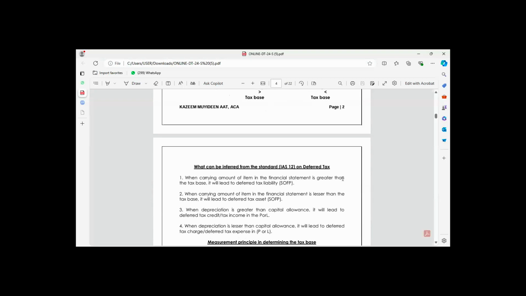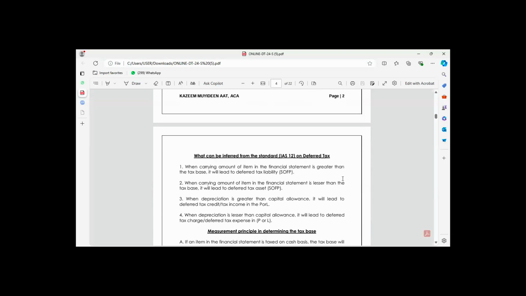We will look at it here now. What can we infer? What can be deduced from IAS 12? One, when the carrying amount of an item in the financial statement is greater than the tax base, it will lead to what? Deferred tax liability, in where? Statement of financial position. But when the carrying amount of an item in the financial statement is less than the tax base, it will lead to what? Deferred tax asset.